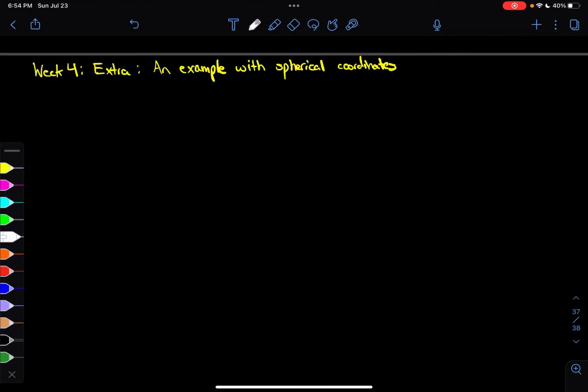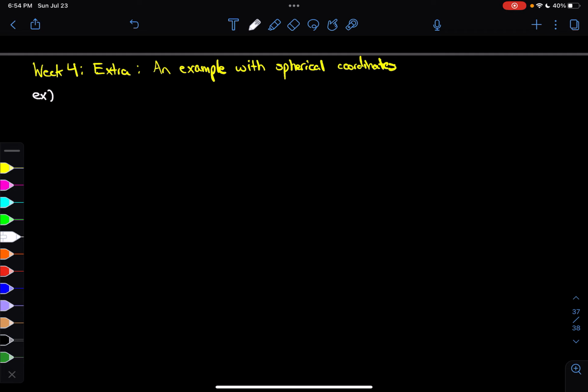So as promised, this is going to be a quick video, basically just doing one example using spherical coordinates. And it's actually example 4 in chapter 15.8. So if you want to use that to follow along, look at the diagram, that would be fine as well. But the example goes something like so.